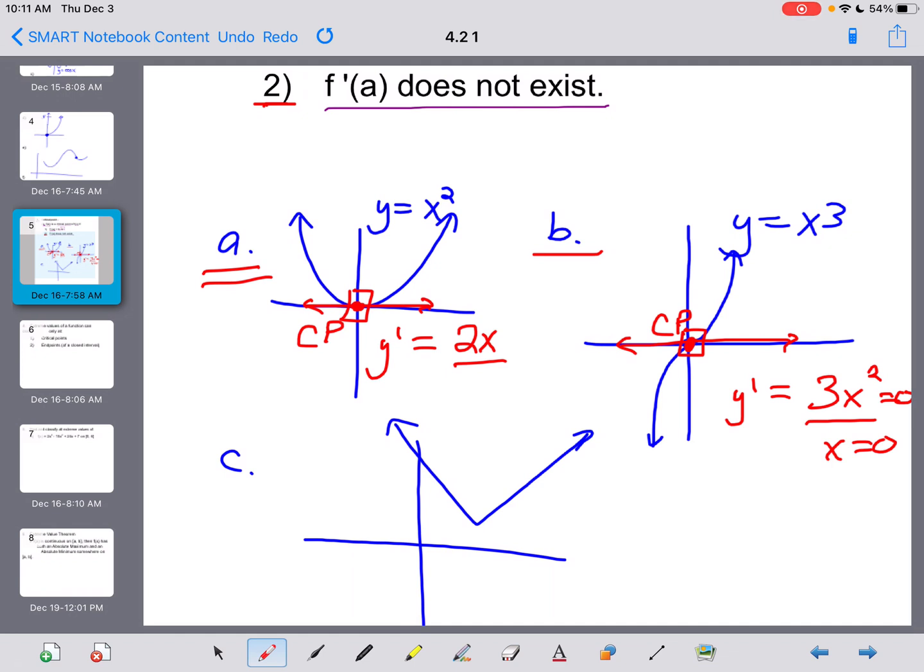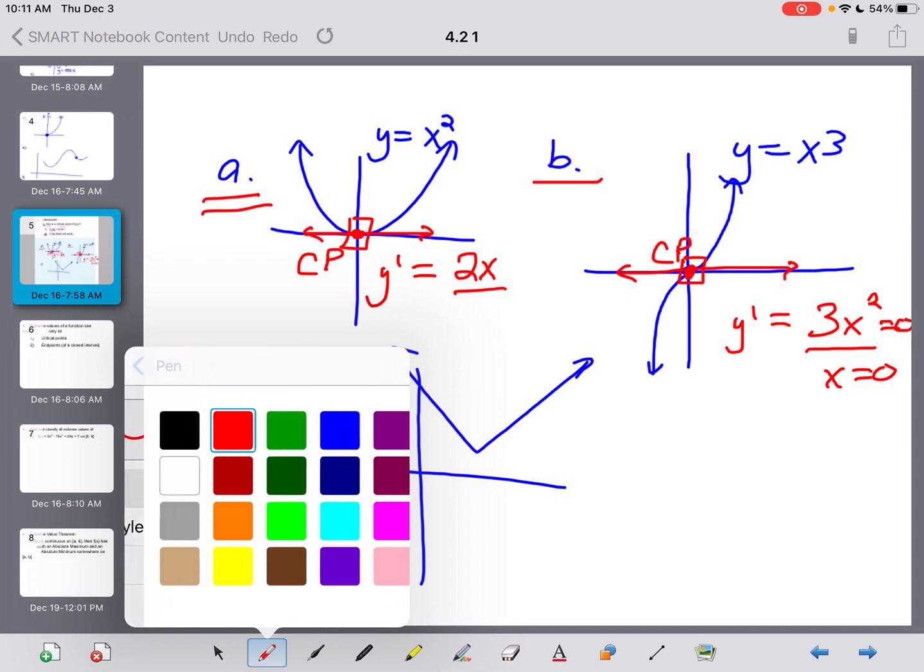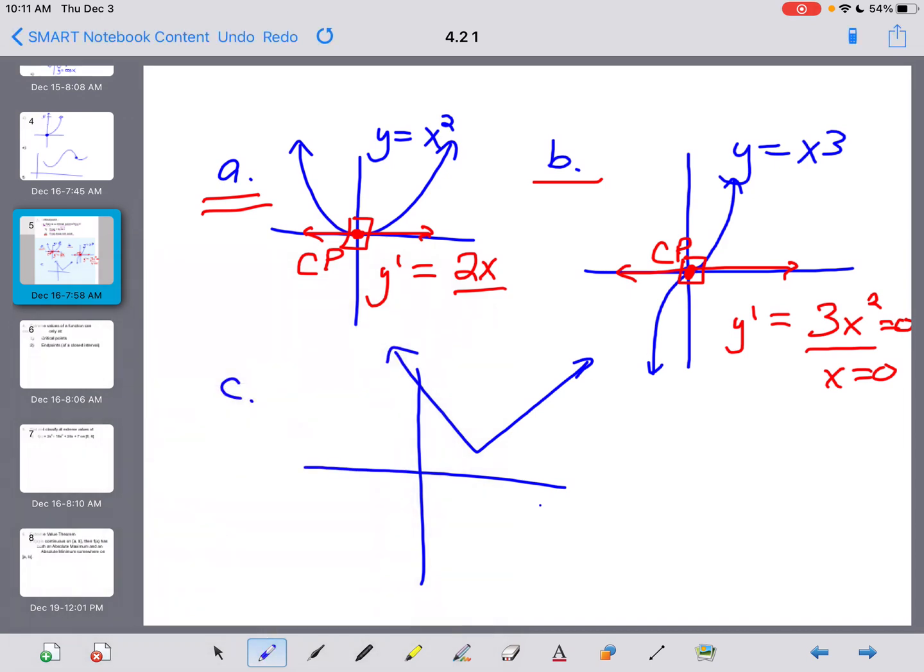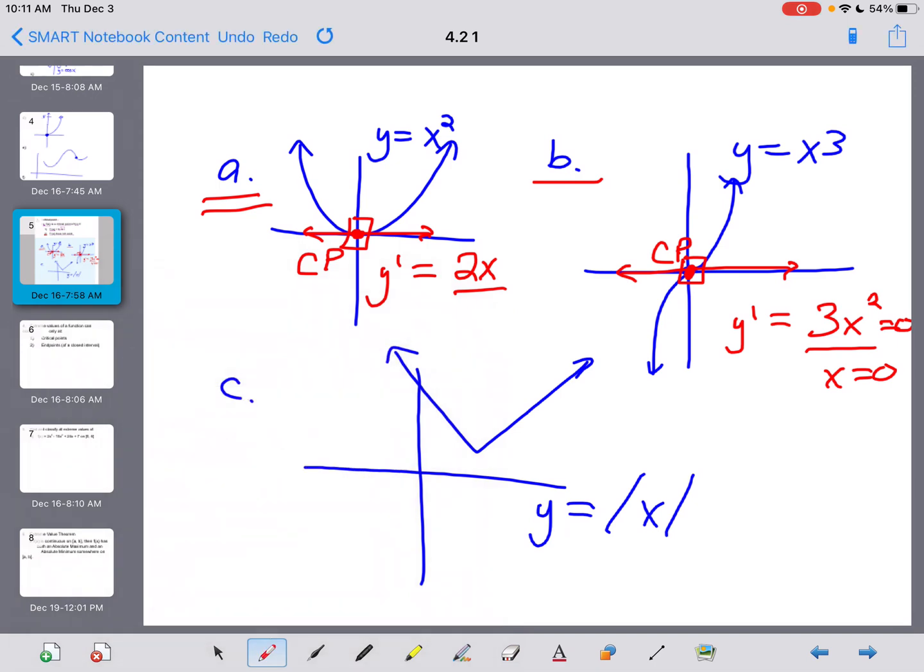Now, the last example that I wanted to do with you guys was C, which is y equals the absolute value of x. And I didn't write that out, although I certainly could. Y is equal to the absolute value of x. And the reason I didn't really bother to do that is because the absolute value of x is an unnatural function. It's not one that we can differentiate here by normal methods.